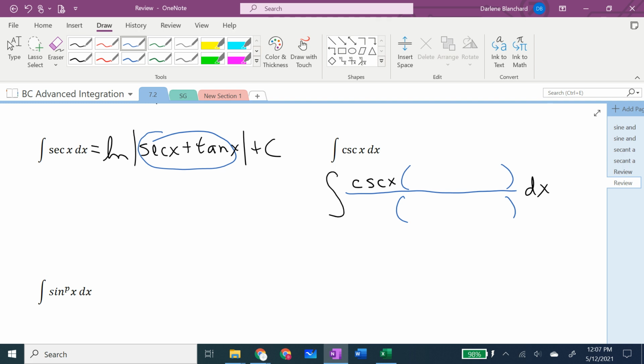Okay, so any guesses on what you might multiply the top and the bottom by? There are actually multiple correct answers. The easiest thing, if you're just trying to memorize, is like you did with secant, but with cos, bring in cosecant plus cotangent. This isn't going to get you the textbook answer, but it's going to get you an answer.